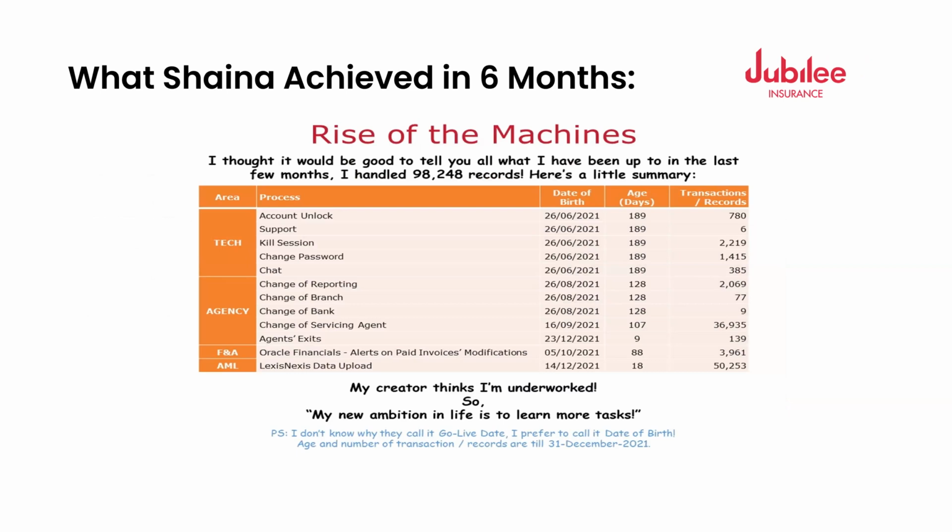And in order to prove to the organization how successful it really is, what they did is they started tracking how many queries Shayna's been handling. So in only 6 months, she handled 2,200 killing sessions, almost 1,500 changing passwords, 800 account locks. And then it was so successful that they added other very basic functionality, like changing the bank branch, changing the bank, changing the service agent. Can you imagine? Almost 40,000 changes of a service agent in only 6 months.